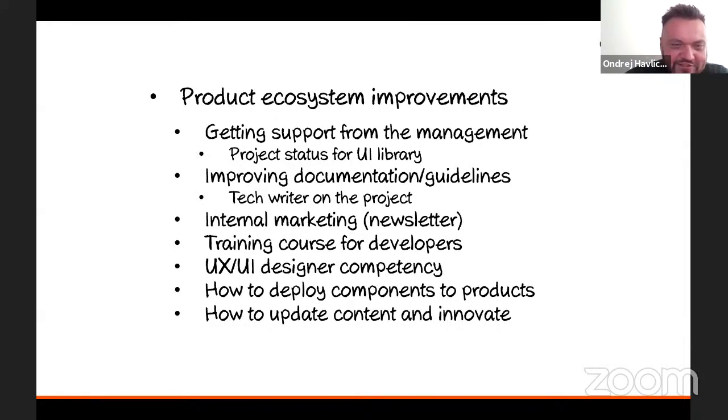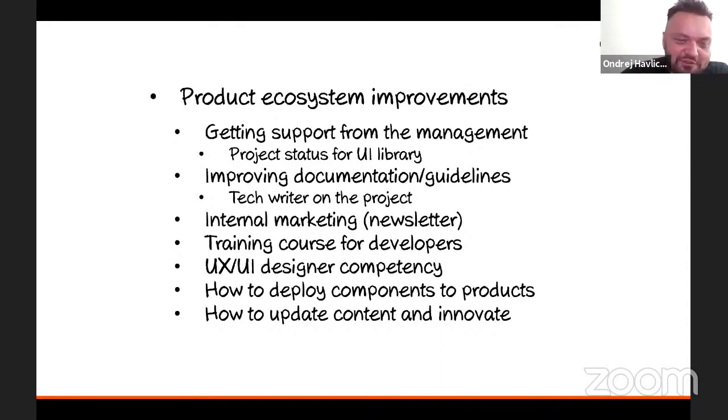Also, as a kind of new thing, there's a training course for new developers, for junior developers, to learn how to use the technology and how to leverage the system. Another thing, when we updated the UX UI designers competency matrix, we added the knowledge of design system as a new skill. So now we require basically the designers to get familiar with that.